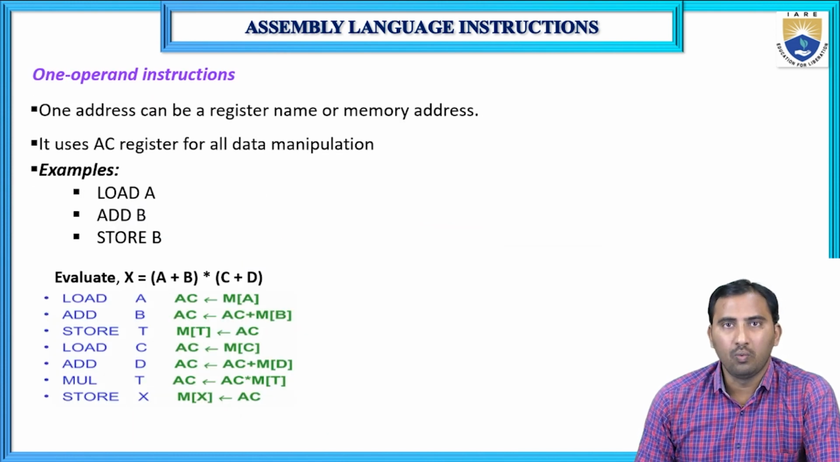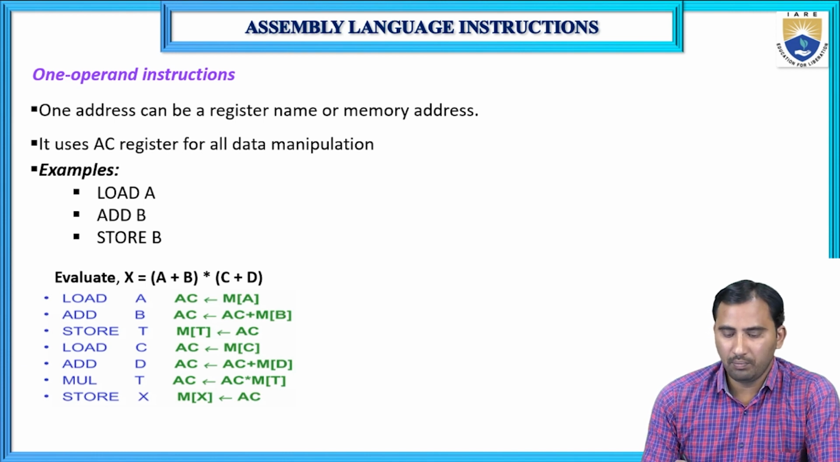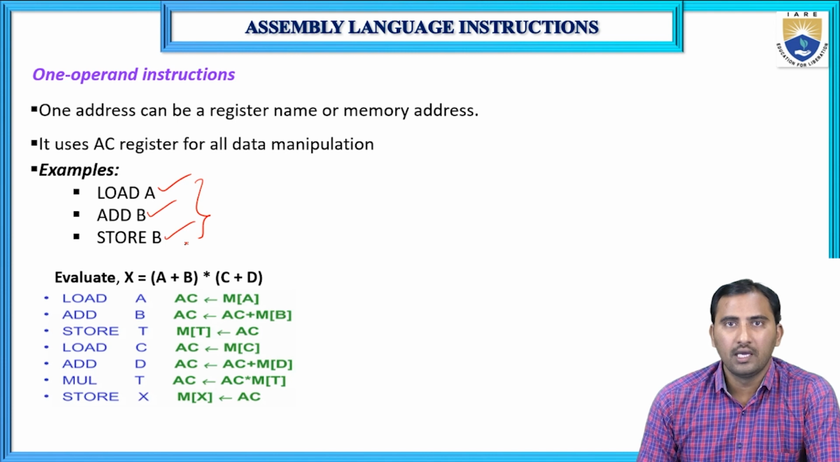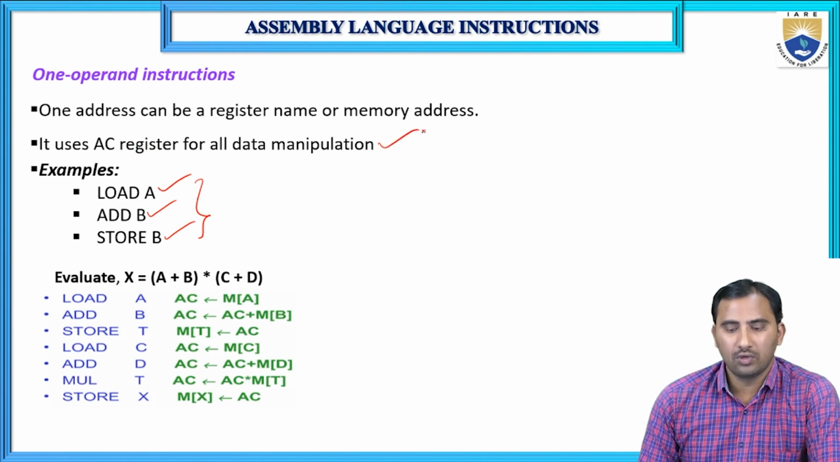And the next one is the 1 operand instruction. This type of instruction has only 1 operand. Examples: load A, load accumulator, add B, store B. These types of instructions use only 1 operand. Okay. So it uses the AC register for all data manipulation. These 1 operand instructions use the accumulator as the default register.